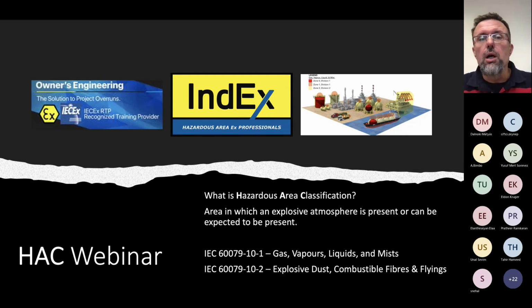Hazardous area classification is, simply put, the basis of explosion protection, the basis of HAZLOC, because we have to identify, locate, and picture, describe the area where the explosive atmosphere is present or can be expected to be present. So that's not continuously being there. And a hazardous area can involve gas, mist, dust, hybrid mixtures, so many topics.